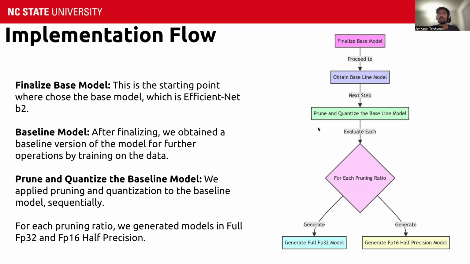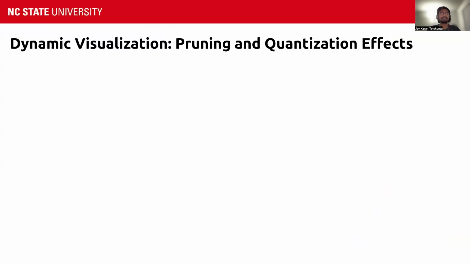Implementation flow is simple. We prune the model and quantize the model after we finalize a baseline. For different pruning ratios, we have generated quantized models. Let's say for 10%, 20%, 30% until 80% pruned. For every pruning level, we have decided to create FP16 quantized models.